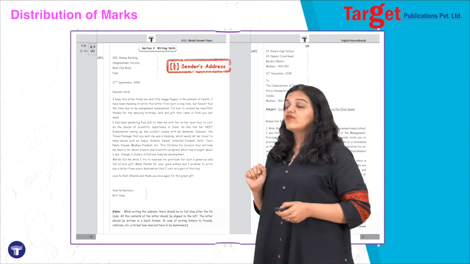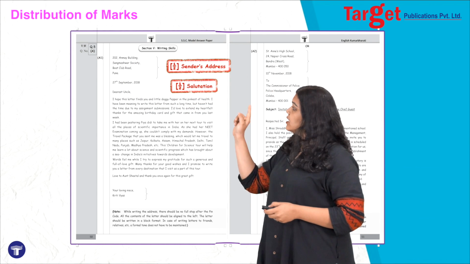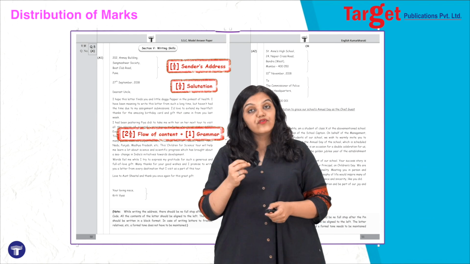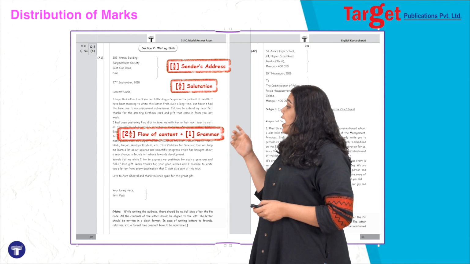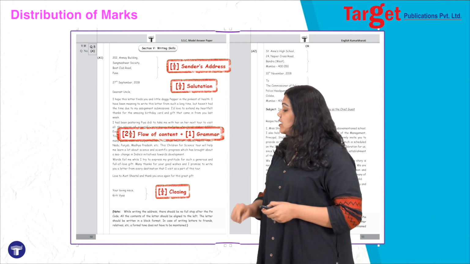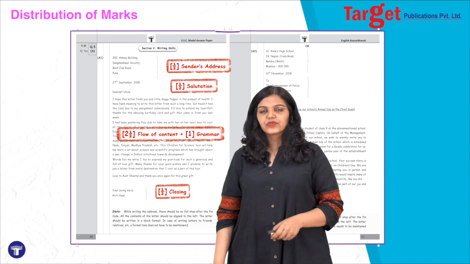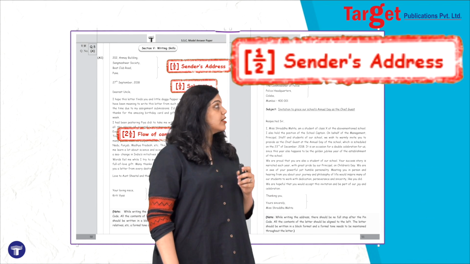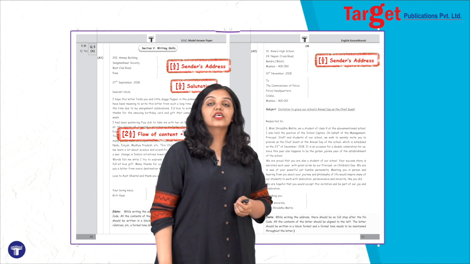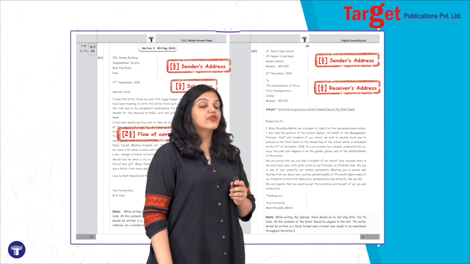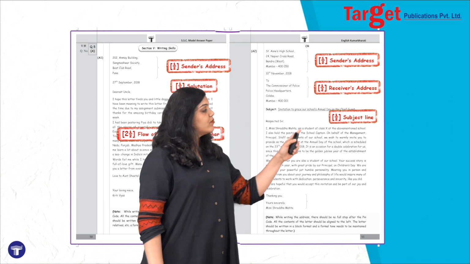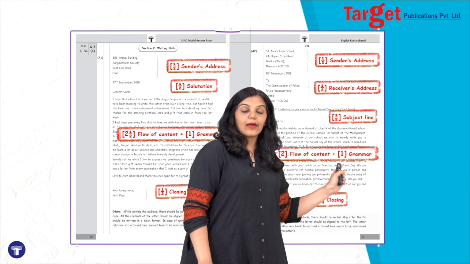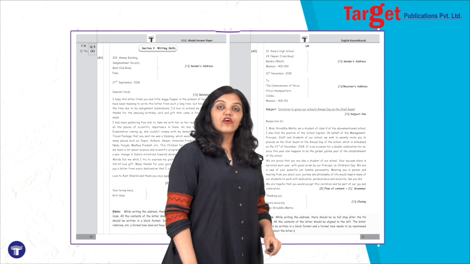A half mark is provided for writing the sender's address. Another half mark is for the salutation or greeting. You have 2.5 marks for the flow of content or body of the letter and 1 mark for the grammar, and finally a half mark is provided for closing. Let's see in comparison what is the marks distribution for a formal letter. In a formal letter, half a mark is given for a sender's address, half mark for the receiver's address. You have another half mark given for your subject line, 2 marks for flow of content, 1 mark for grammar in the body, and finally a half mark for closing.